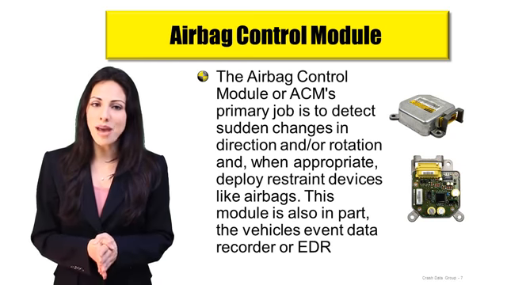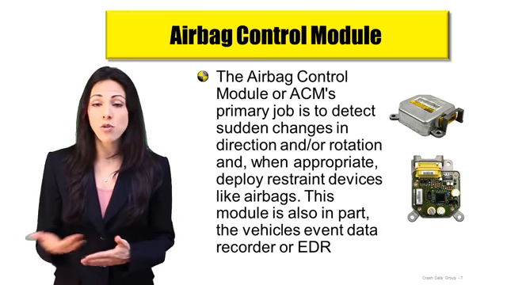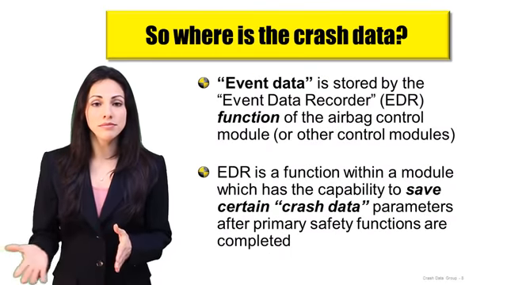When certain conditions are met, the Airbag Control Module may record data associated with these sudden changes in direction and/or rotation, i.e. a crash, which can later be imaged by the CDR tool.